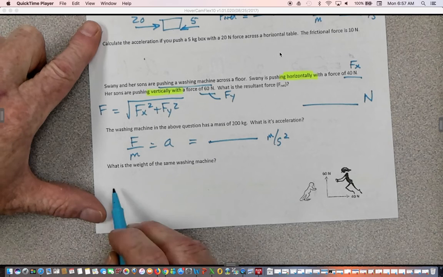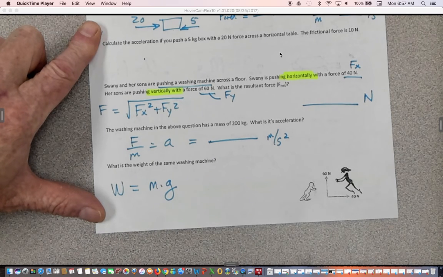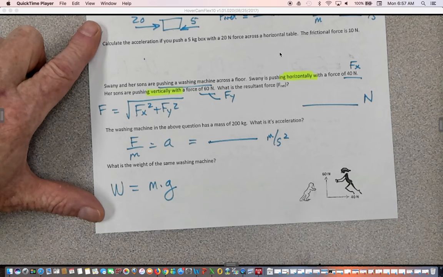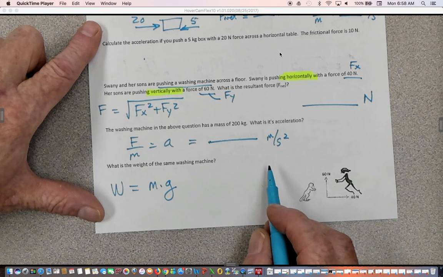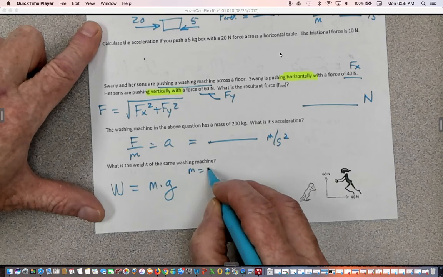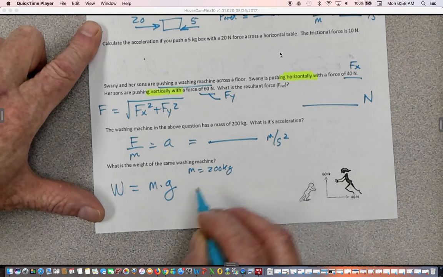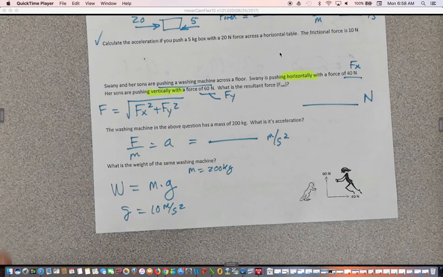Weight is mass times gravity. Well, you're given the mass right here. The mass is 200 kilograms. Remember, g is 10 meters per second squared. Well, there you have it. You have about 10 minutes to finish the back side of this paper and then hand it in.